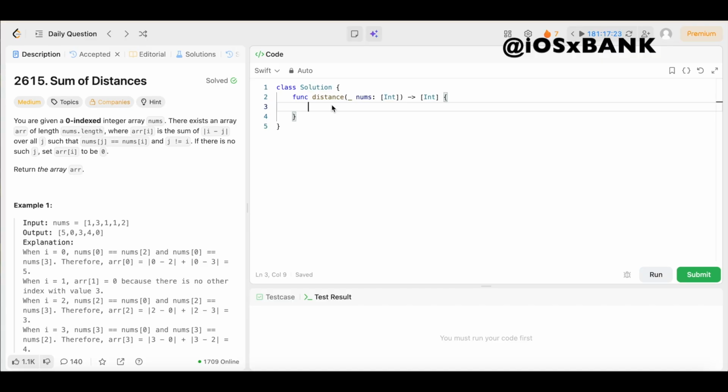All right, y'all, we're back again. Another day, another LeetCode problem where we're doing daily LeetCode problems. And today we have question number 2615, sum of distances. The difficulty level is medium, but don't worry because you already know we're going to keep the solution as simple and easy to understand as possible.